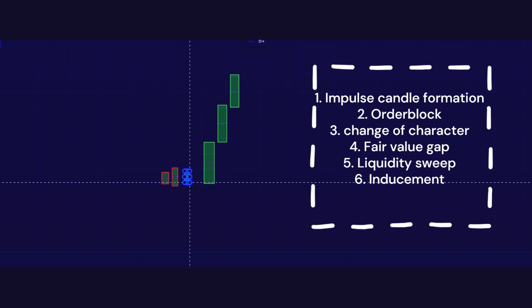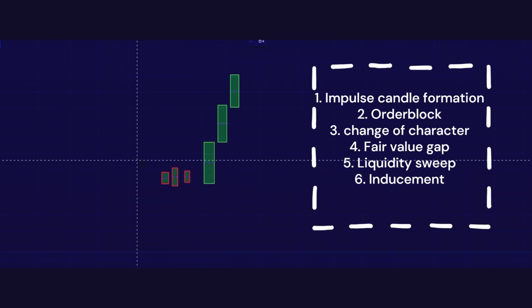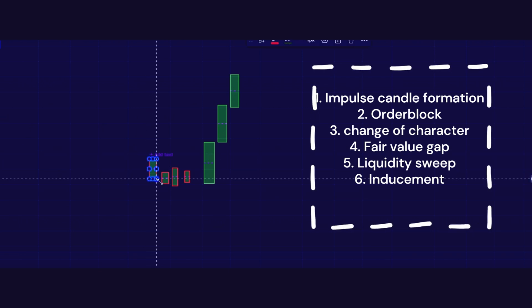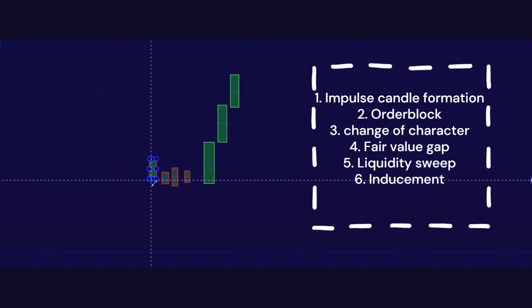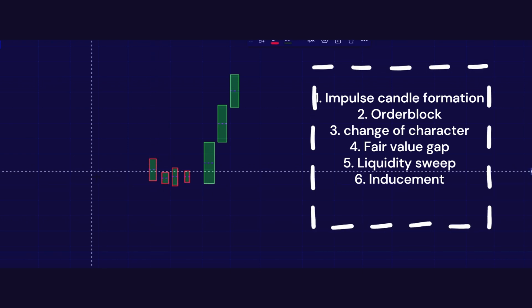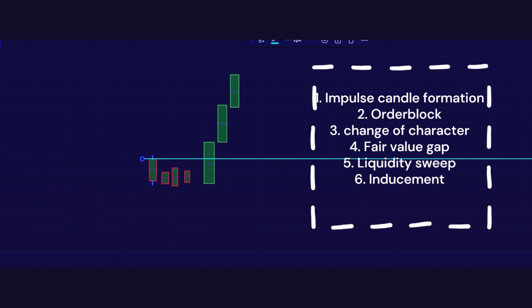In this video, I'm going to break down how institutions actually move the market. No indicators, no guessing. In the next 5 minutes, I'll walk you through 6 key concepts: impulse moves, order blocks, change of character, fair value gaps, liquidity sweeps, and inducement. They aren't random patterns, they are the logic behind every major move you see on the chart.